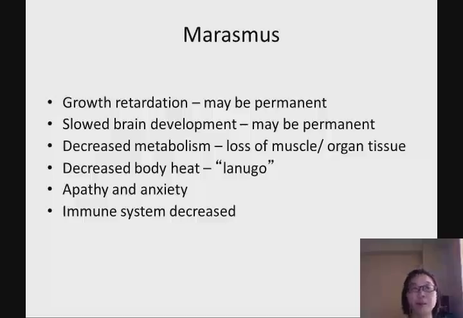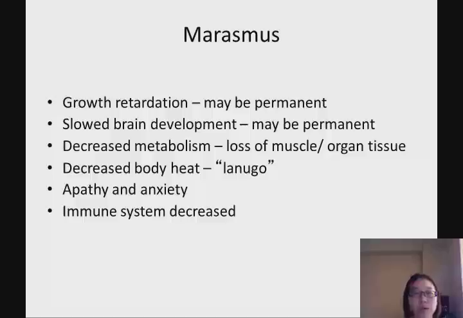If you think about the priority between brain and muscle tissue, they're going to choose the brain to make sure it has normal function. That's why at the end they're going to have loss of muscle and organ tissues. Decreased body heat because they don't have any fat stored in their body. That's why those kids are going to feel cold most of the time. That's why they produce a thin layer of hairs on their skin, which we call lanugo. You are going to see lanugo in marasmus or people with an eating disorder, which is anorexia nervosa.